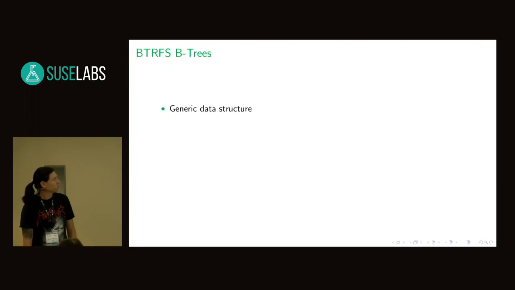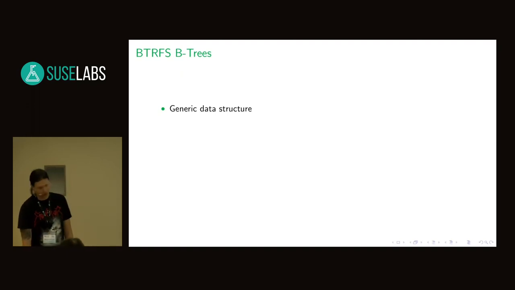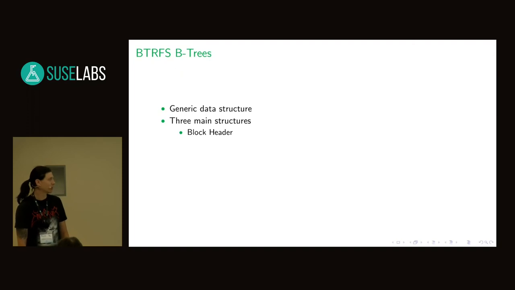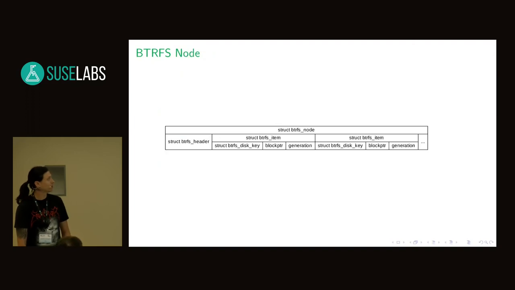So, a small design background about BTRFS. BTRFS is built around copy-on-write B-trees. The B-tree is a generic data structure used for nearly everything in BTRFS. It has three main internal structures: the block header, a key, and an item. The nodes only contain the keys and pointers to the child nodes, and the leaves contain the items and the file system data.